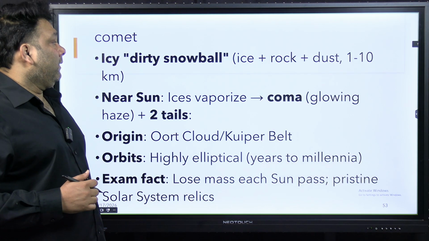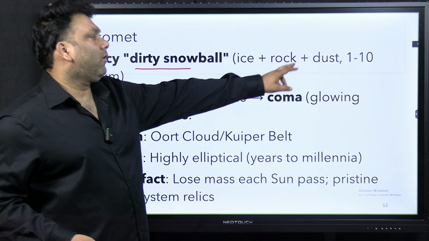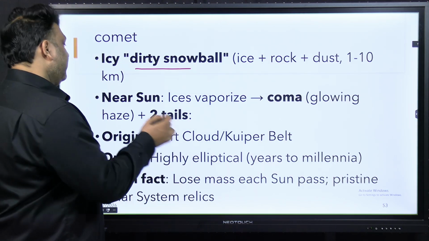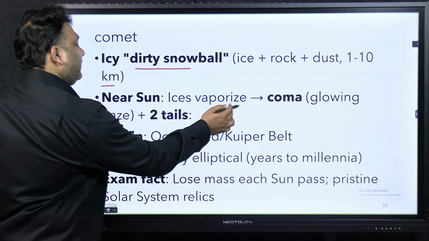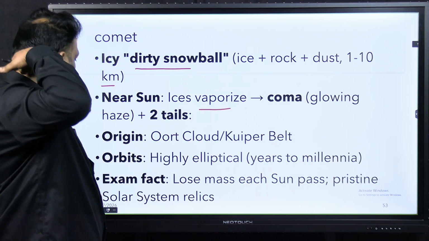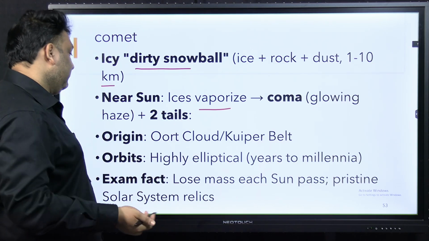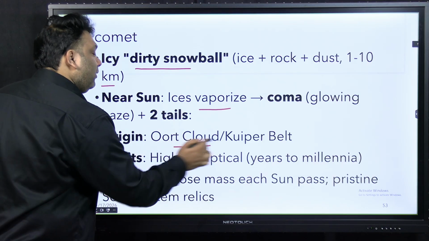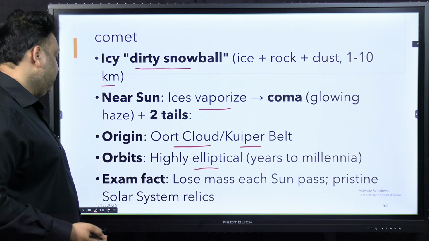Okay, so it's also called an icy snowball. Ice, rock, dust. Okay, so it can range between 1 to 10 kilometers. So whenever it comes near the Sun, the ice evaporates, and the coma or the tail is visible. Sometimes it can also have two tails. Origin: Oort cloud, Kuiper belt. Orbits are highly elliptical in nature.